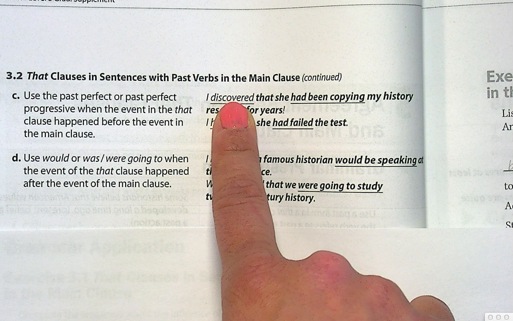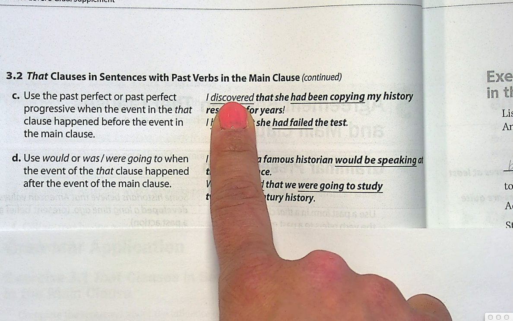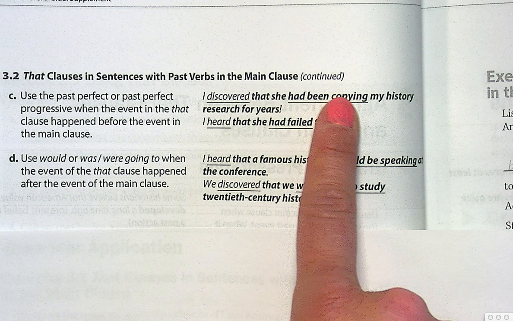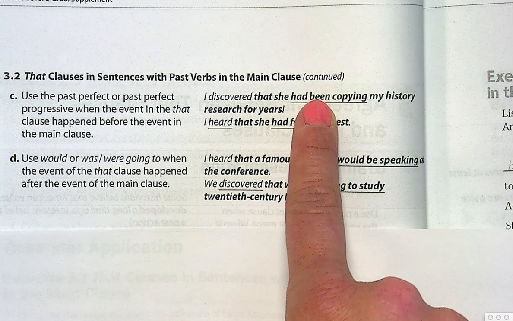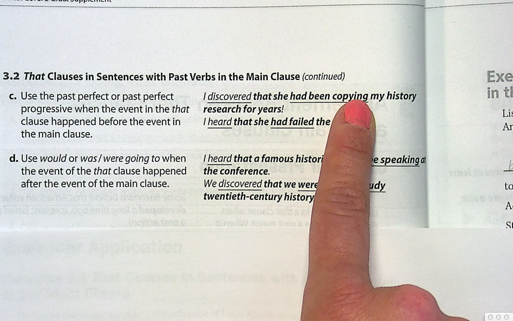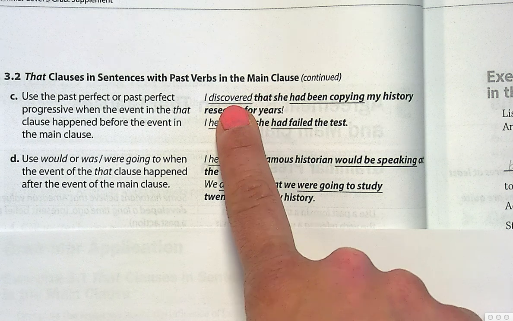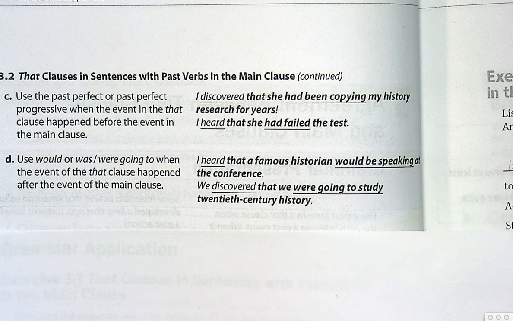I discovered something in the past. Before I discovered that, this person had been copying. That tells me past and before something in the past. And then the ing tells me it was continuing at the time that I discovered it. It was not finished at the time that I discovered it.